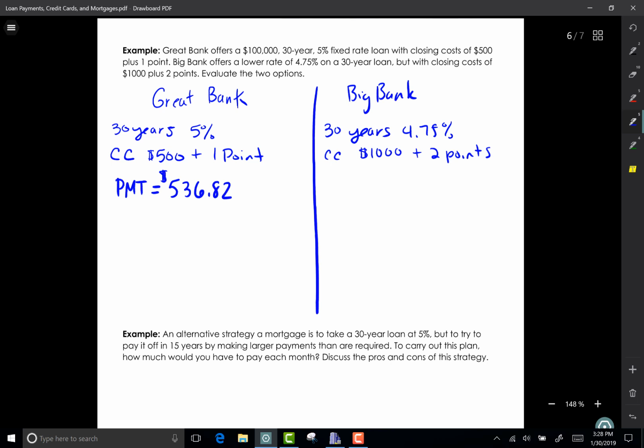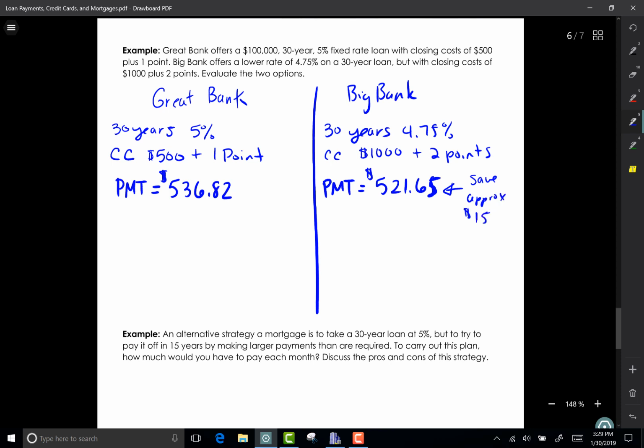For Big Bank, your monthly payment would be $521.65. So if you notice, you're going to save approximately $15 a month with Big Bank's monthly payment. So far, Big Bank is looking a little bit better than Great Bank. But now let's actually count in the closing costs.